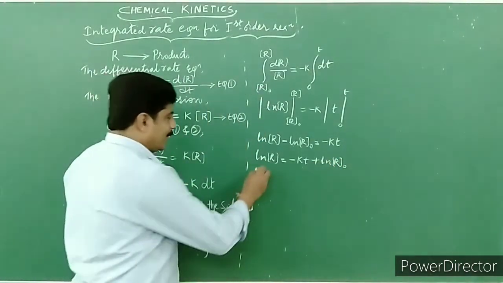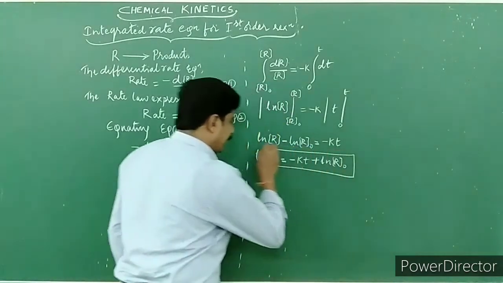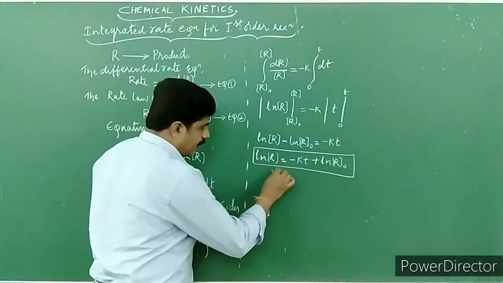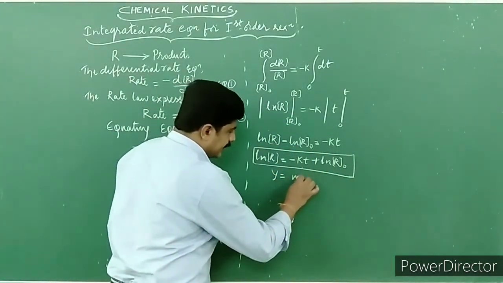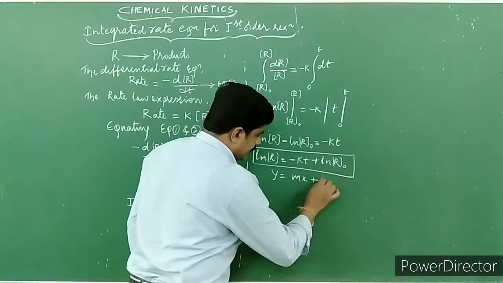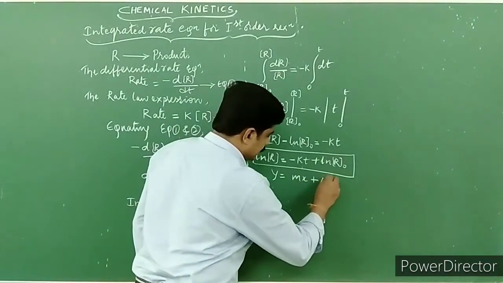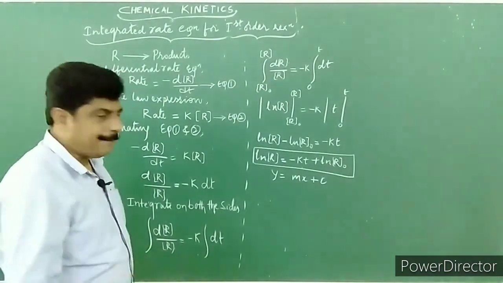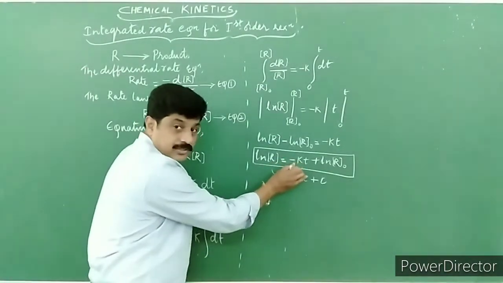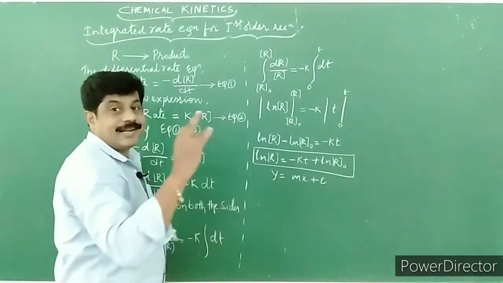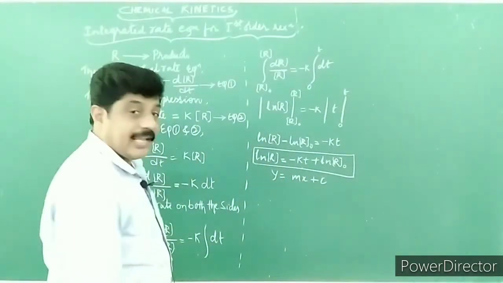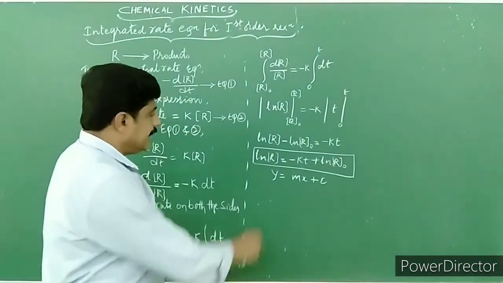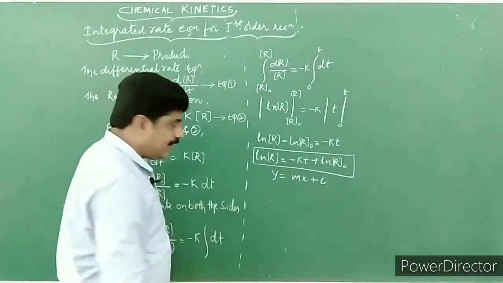Is it not? Look at here. This expression is similar to that of a straight line equation, y is equal to mx plus c. You can compare this expression with that of the straight line equation. Children, if I plot a graph of ln R versus t, now what do I get?